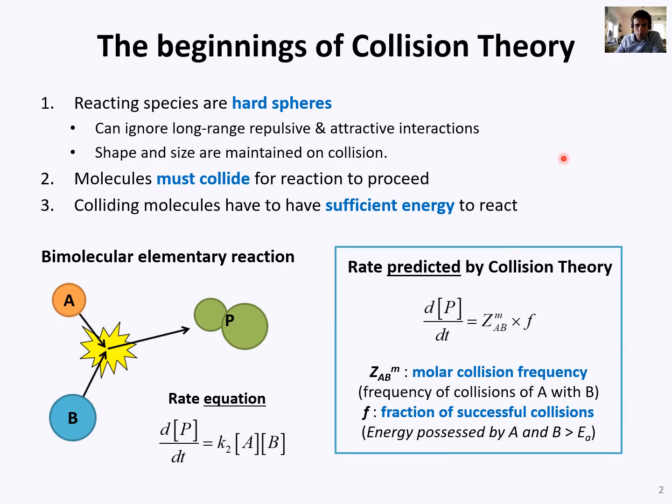Collision theory therefore predicts this. It predicts that the rate is proportional to the molar collision frequency, which is this Z here, multiplied by the fraction of successful collisions. So if your fraction of successful collisions is 0.8 and the number of times it collides is 1 per second, then you're going to get 0.8 successful collisions per second. Okay, and that's all that is essentially saying.